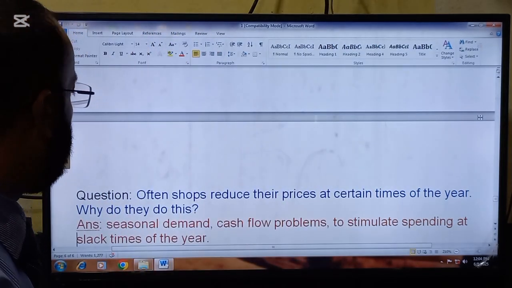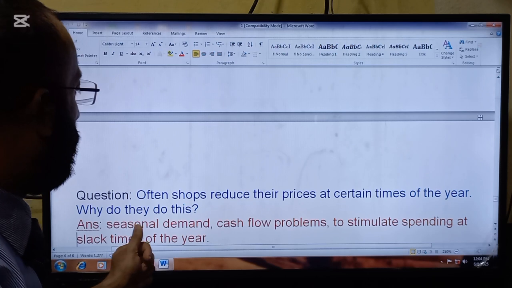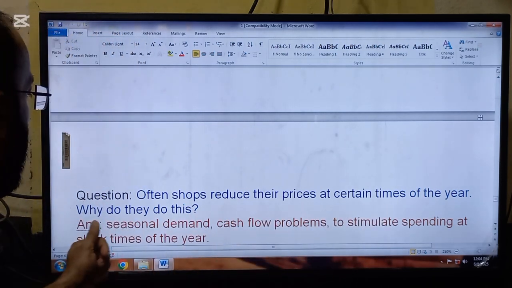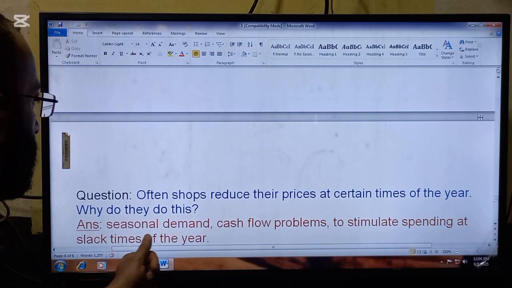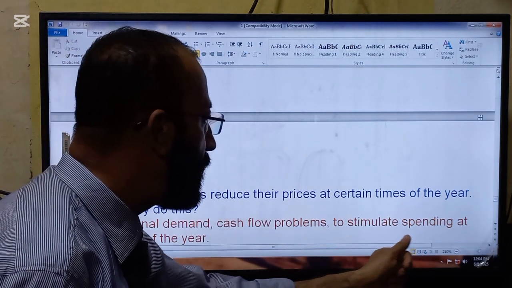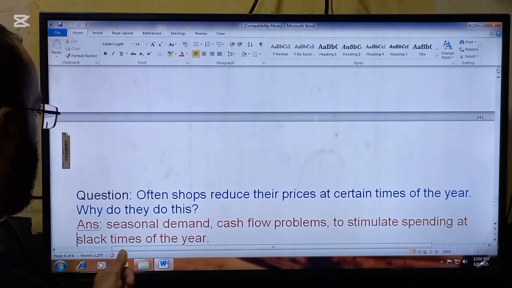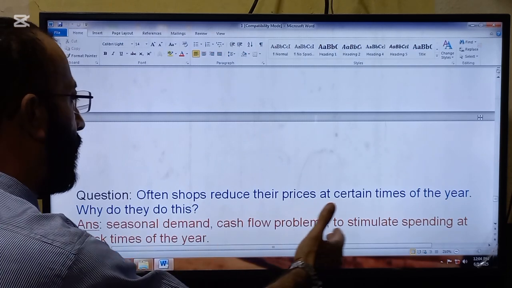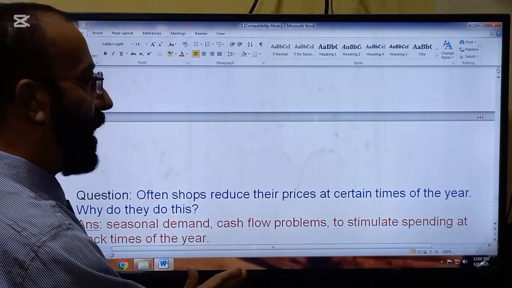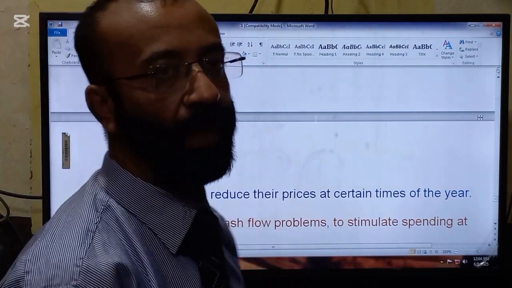And the final question for the lecture is, often shops reduce their prices at certain times of the year. Why do they do this? So seasonal demand, cash flow problems, to stimulate spending at slack times of the year. So these are the reasons due to which some businesses lower their prices at certain times of the year.